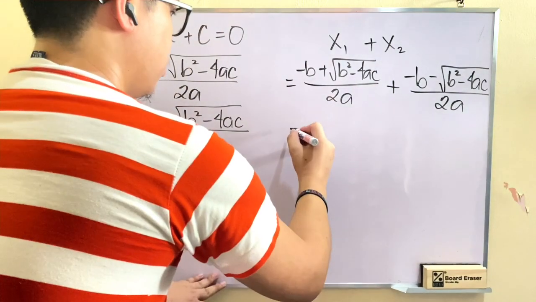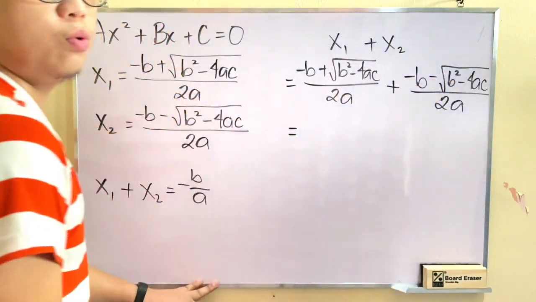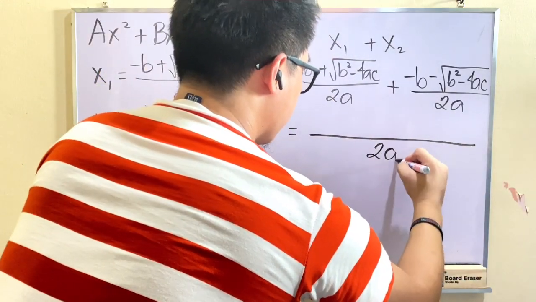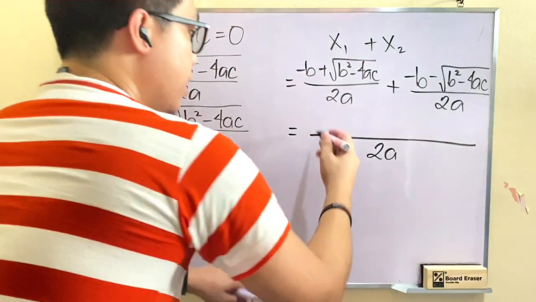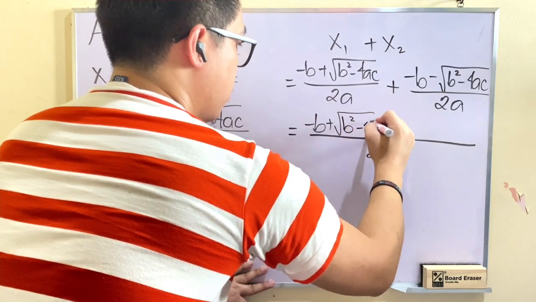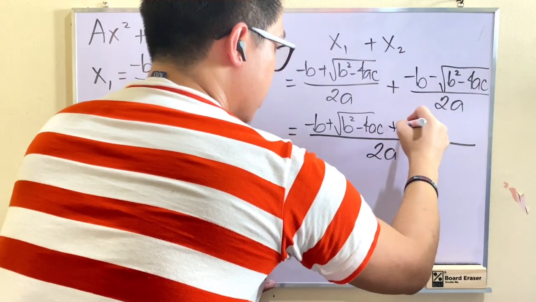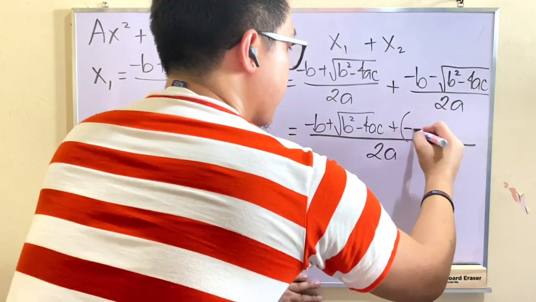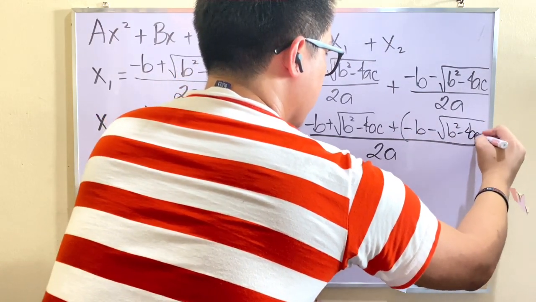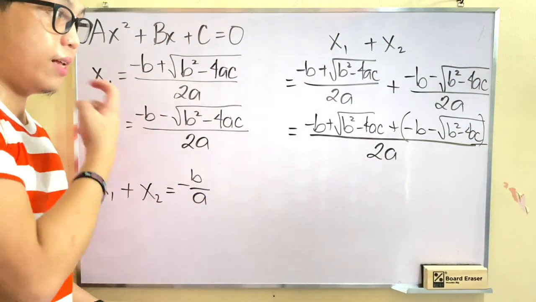Next step, so makikita nyo, same denominator. So pwede kong pagsamahin yung numerators ng dalawang fraction. So sulat ko na lang dito si 2a. So negative b plus square root of b squared minus 4ac plus negative b minus square root of b squared minus 4ac all over 2a. Pasensya na, maliit talaga ang sulat ni sir.